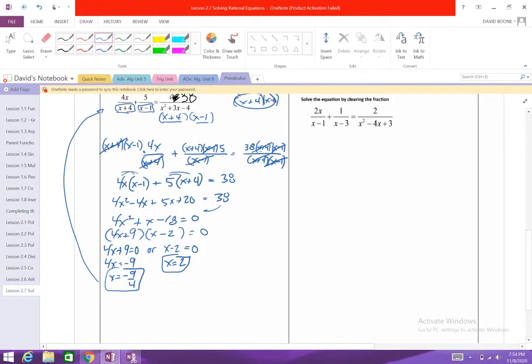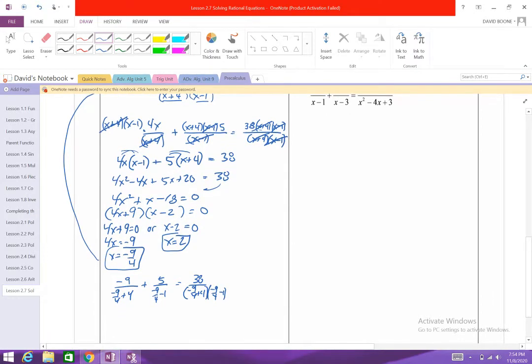So if I do that, negative 9/4 times 4 would be negative 9 over negative 9/4 plus 4. Plus, we're going to have to get good at our fractions. 5 over negative 9/4 minus 1. And that should equal that 38 over, what we can do is put it into that factored piece there, so we don't have to worry about doing the squaring. So negative 9/4 plus 4 times negative 9/4 minus 1.